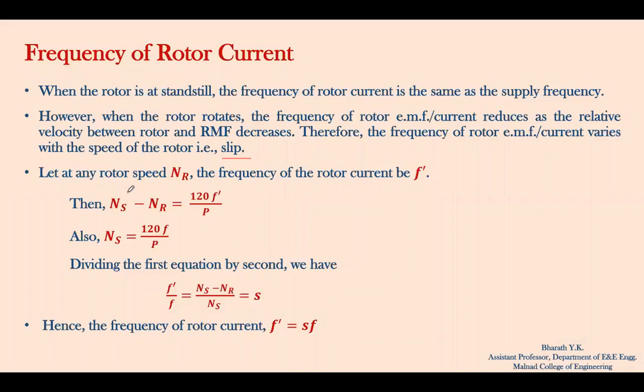Now, considering a particular rotor speed nr, for which the frequency of the rotor current will be f prime, then the slip ns minus nr is equal to 120 f prime divided by p. We know that the synchronous speed is given by ns is equal to 120 f by p. By dividing the first equation by second, we have f prime divided by f is equal to ns minus nr divided by ns, that is equal to slip. Therefore, the frequency of the rotor current is given by slip times the supply frequency.